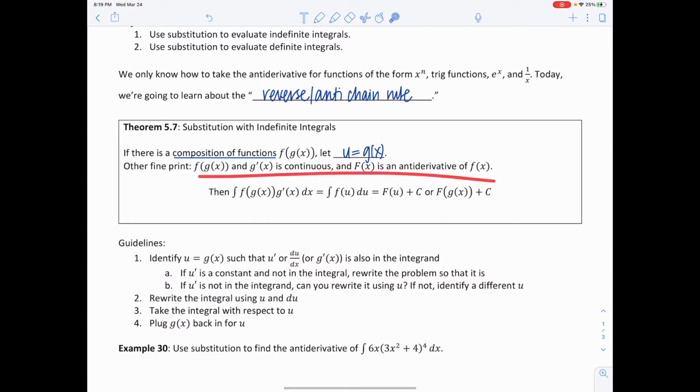There's some other fine print about the criteria, in that the inside function's derivative is continuous, and this is the notation for an antiderivative. But basically this is saying you can only take an integral if the composition of functions is multiplied with the derivative of the inside function. And its integral would be whatever the integral of the outside function is with the inside function left the way it is. That's a lot to process, I totally get, so it'll make more sense with an example.